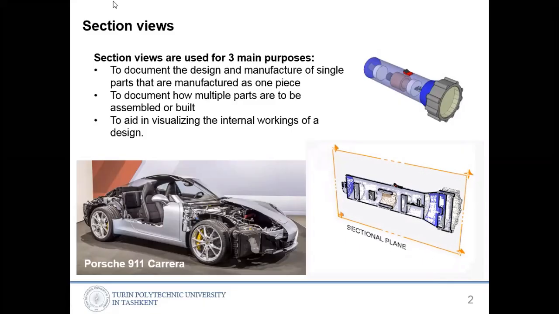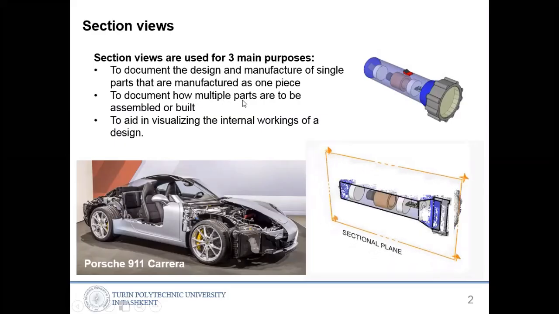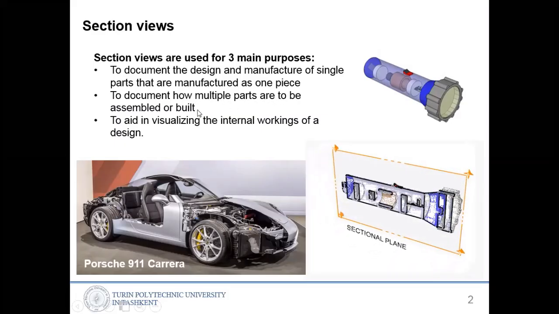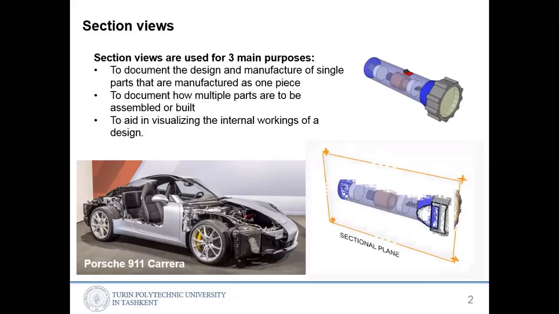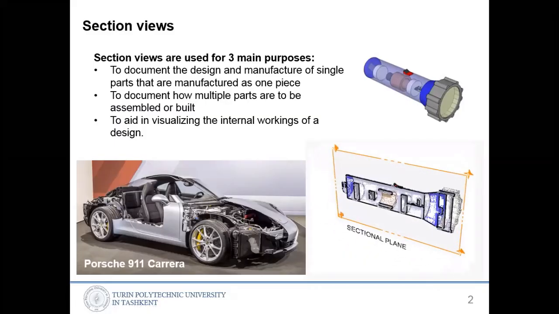The second purpose of a section view is to document how multiple parts are to be assembled or built, to see how it is constructed, how it is assembled. So which one is mounted first, which one secondly, and which one thirdly. So how they are mounted together.